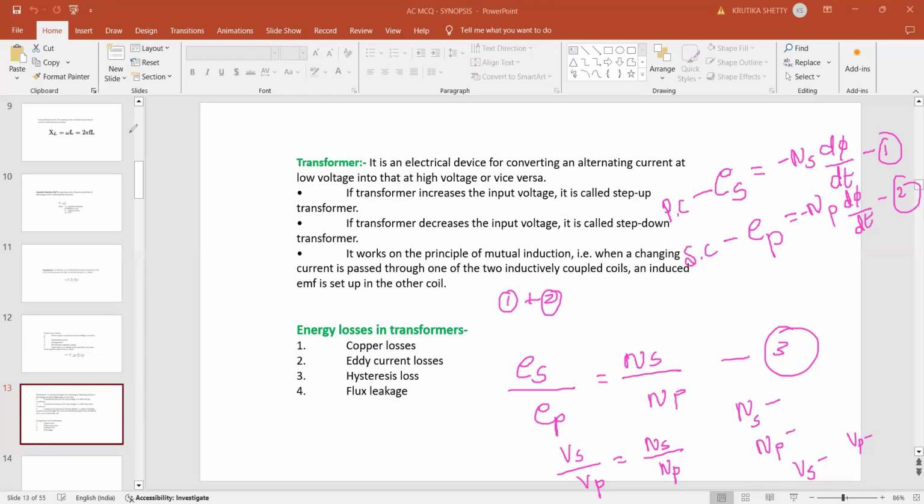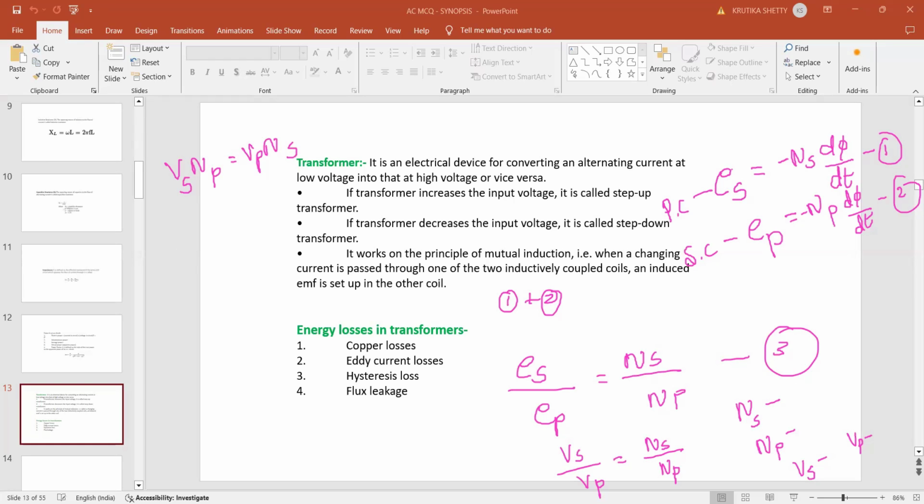Yes, till here is it clear? So the last equation, Vs is equal to Vp into NS upon NP, or else you can keep it as it is also, no problem. Just whatever is asked in the question, according to that you can change the equation and find it out.